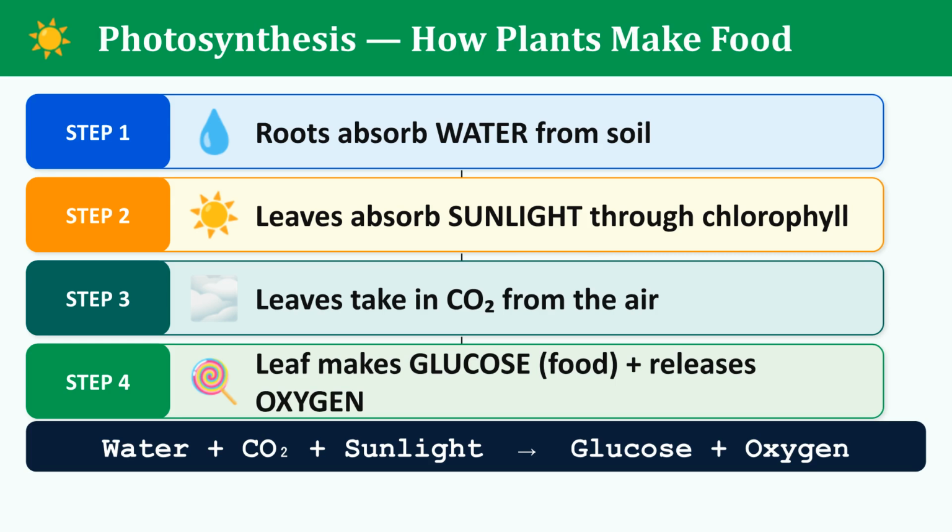Let's remember this process like a recipe. Water, carbon dioxide, and sunlight become glucose and oxygen. This amazing process is called photosynthesis. It is one of the most important processes on Earth because it gives us food and oxygen.